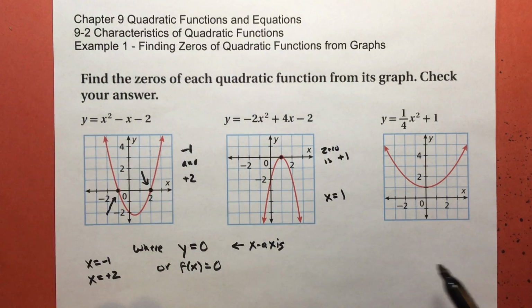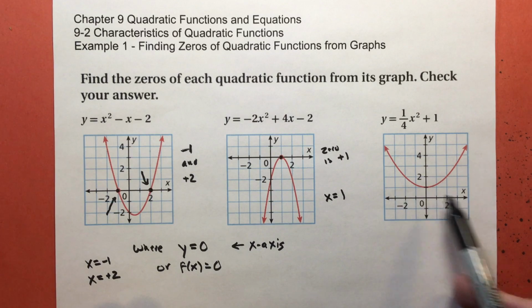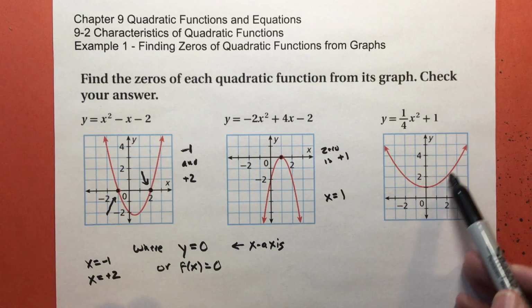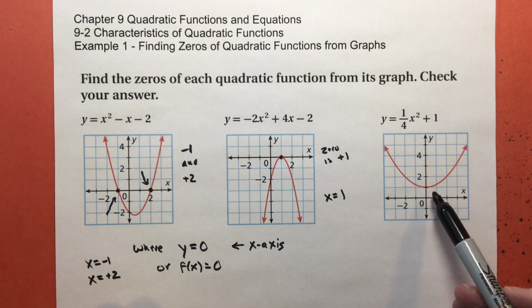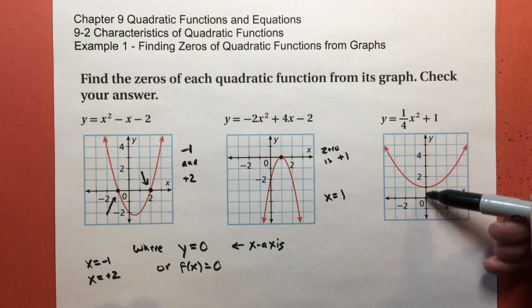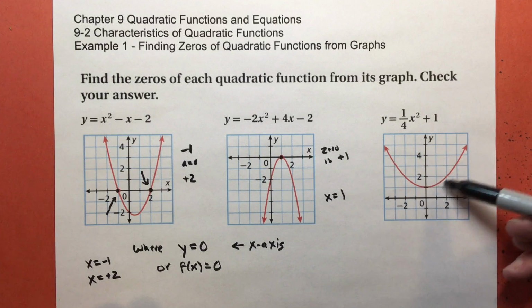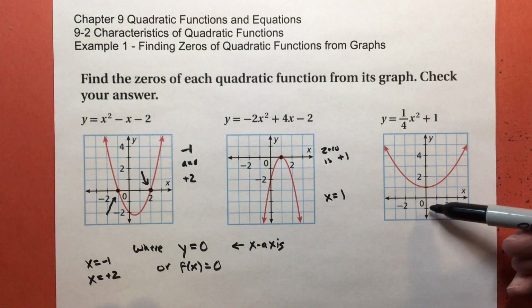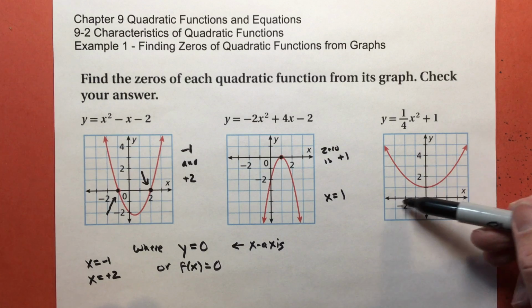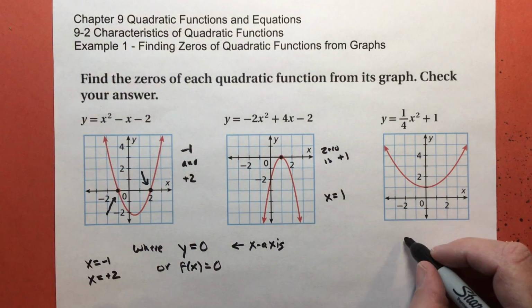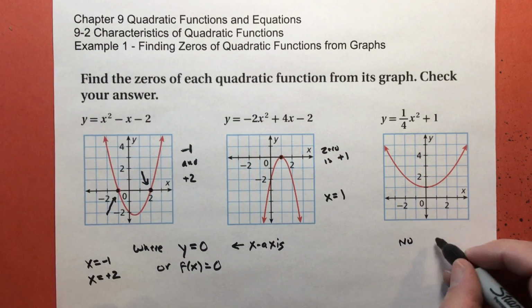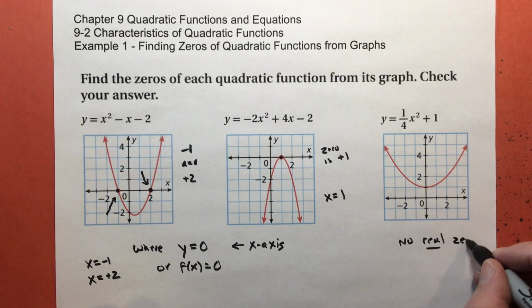For the last one, here's my x-axis. Here's my quadratic function, the parabola that represents the graph, my quadratic function. And this time, there's a little bit of a gap here. This graph is too far above the x-axis for it to actually intersect the x-axis. So what I can say here is there are no real zeros.